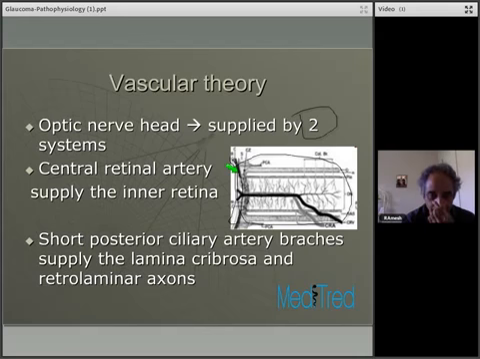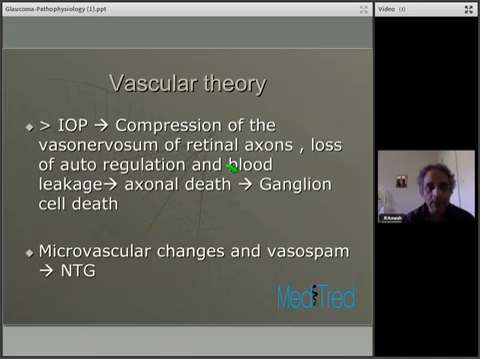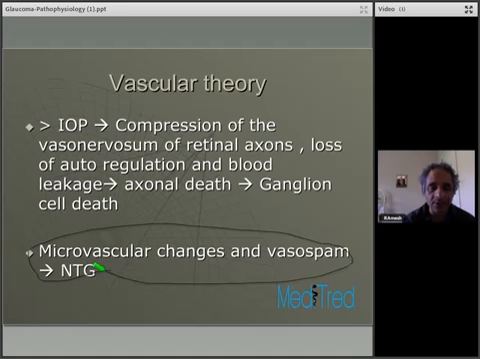Now, why is this important for you to know? Increase in the intraocular pressure leads to compression of the vasa nervosum of the retinal axons, loss of autoregulation and blood leakage, axonal death, which in turn will lead to ganglion cell death. The microvascular changes in vasospasm are also known to play an important role in normal tension glaucoma, which we will discuss as a separate entity later on in this lecture series.